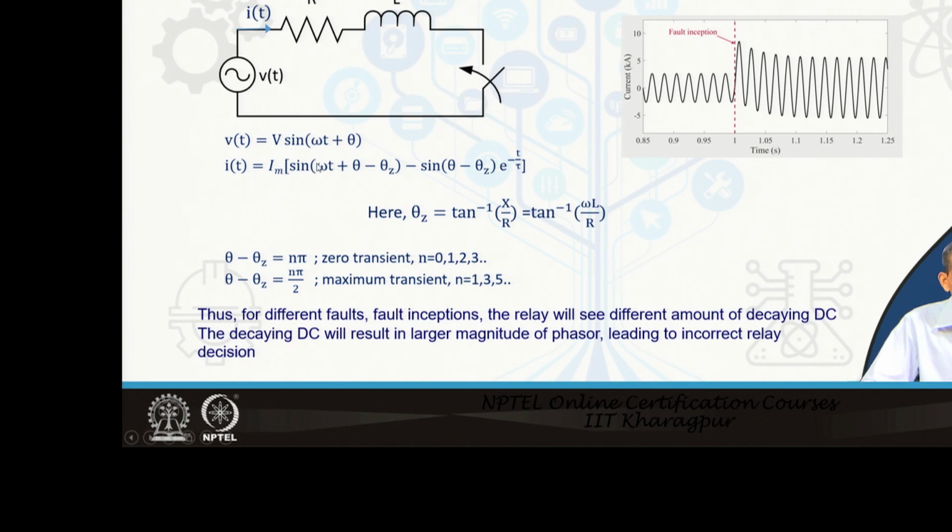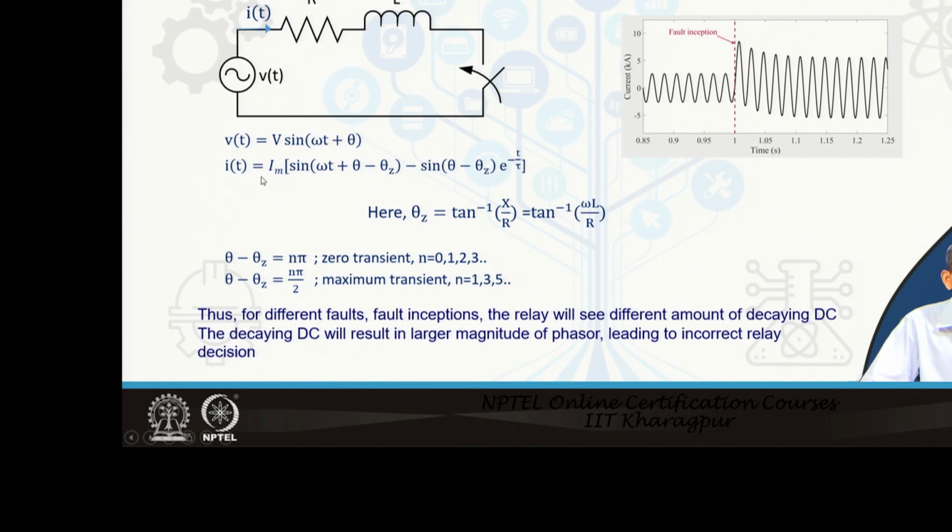Now, note that in this transient current we have an exponential term. It is an exponentially decaying term, and this is the steady current, the sinusoidal current. So, this is the sinusoidal voltage, this is the sinusoidal current. As theta is fixed and theta z is also fixed depending upon the L and R, this part is a constant term, and this is the exponential term. So, this part is nothing but the decaying DC part.